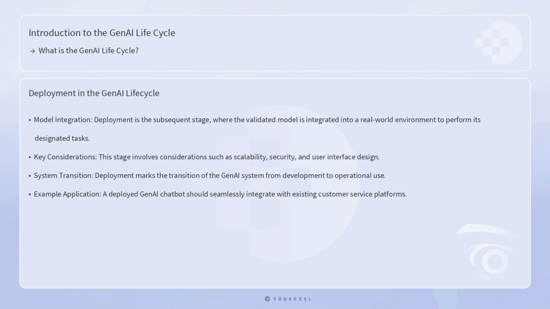Deployment is the subsequent stage, where the validated model is integrated into a real-world environment to perform its designated tasks. This stage involves considerations such as scalability, security, and user interface design, ensuring that the GenAI solution is accessible, reliable, and easy to use. For example, a deployed GenAI chatbot should seamlessly integrate with existing customer service platforms, providing users with intuitive and efficient interactions. Deployment marks the transition of the GenAI system from development to operational use, where it begins to deliver tangible benefits to the organization.